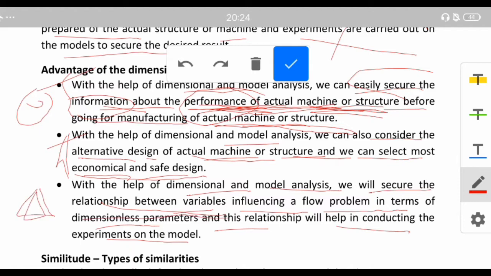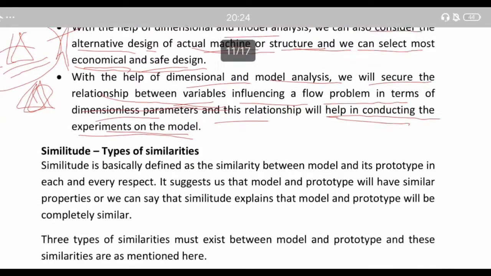Suppose you are trying to know what the moments are in a particular dam, say one is the moment due to overturning, and one is the sliding moment. Then you can relate the forces or the parameters that are inducing that moment. So this model analysis will also help you get such relationships, and thus it will help in conducting the experiments on the model. In this way you can conduct the experiments on the particular model.